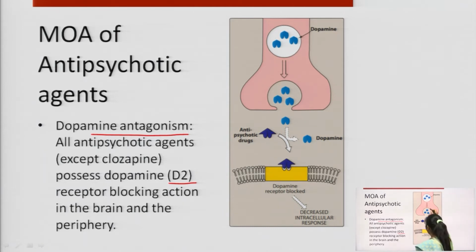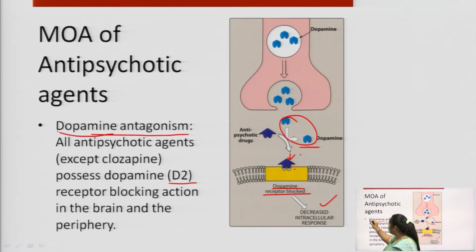For example, when dopamine is released in the synaptic cleft, the antipsychotic drug will replace it and itself join at the dopamine receptor, block its binding as well as its activity at the receptor, and hence decrease its response. Dopamine is responsible for hyperactivity in the body. So any drug that blocks dopamine action will definitely induce calmness in the recipient.